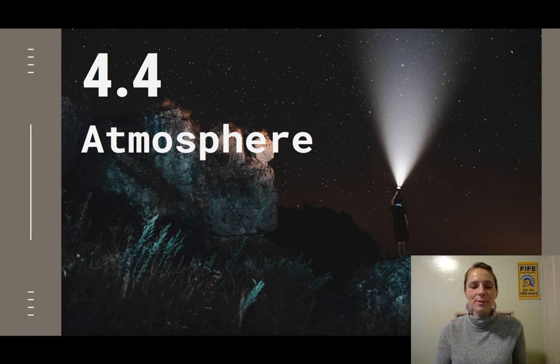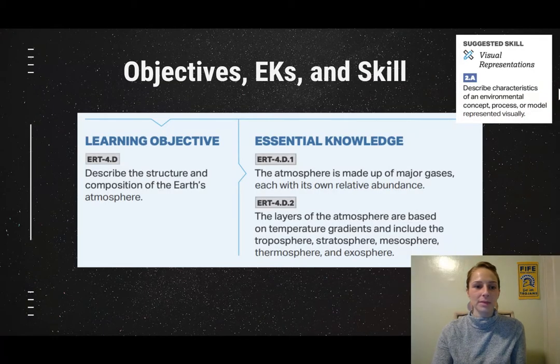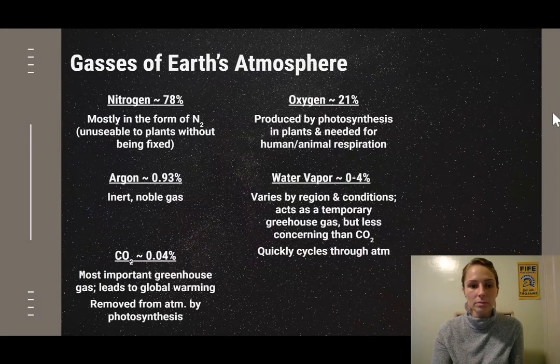Everybody. So today we're going to be learning about section 4.4, which is about the atmosphere. So our learning objective for today is that you can describe the structure and composition of Earth's atmosphere, and some of the essential skills that we're going to be learning about are what is the atmosphere made up of and what are the different layers of the atmosphere, and so based on that, what are some of the characteristics of these layers. So to start out, we're first going to explain what are the gases that actually make up Earth's atmosphere.